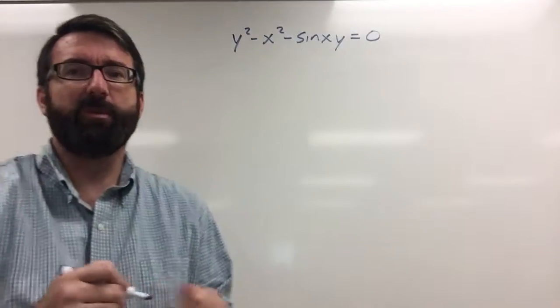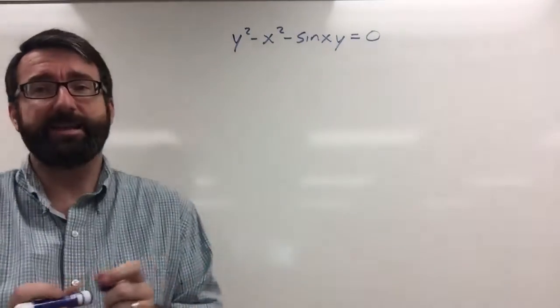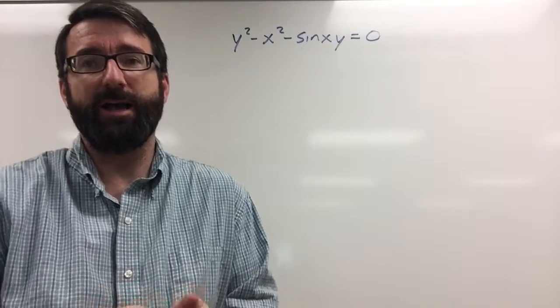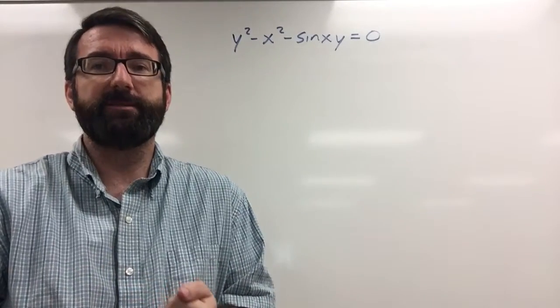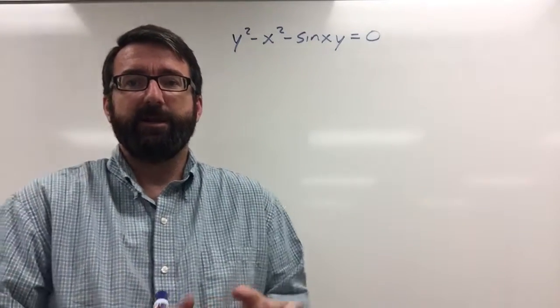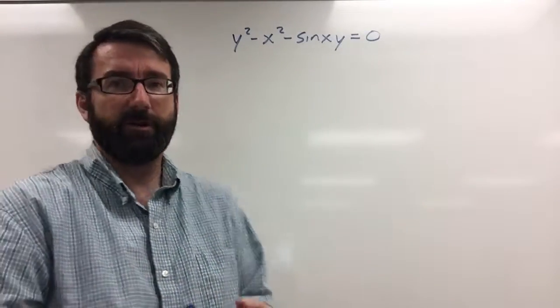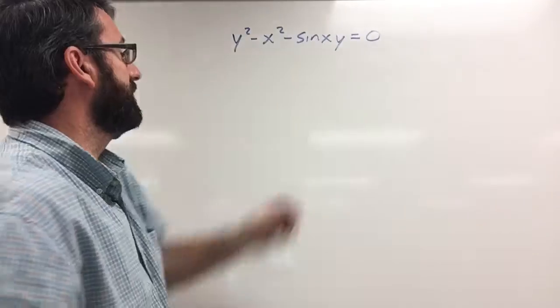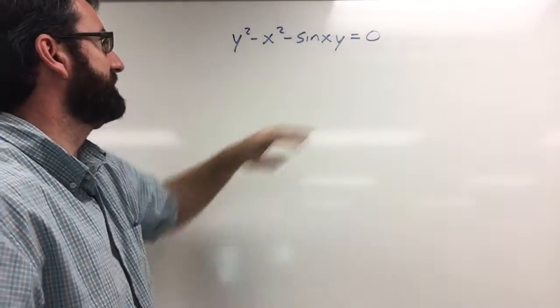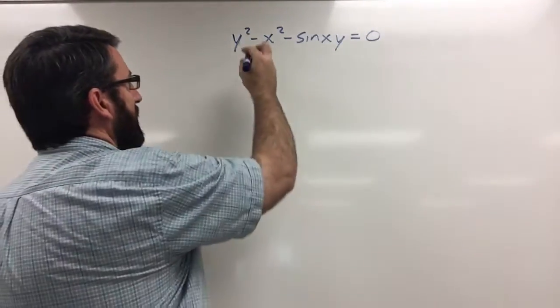All right, for this example, we're given this equation, y squared minus x squared minus sine xy equals 0. And we're asked to find dy/dx. So first I want to do this the way that we would have done it in single variable calculus. So we're just going to go through and use implicit differentiation here.